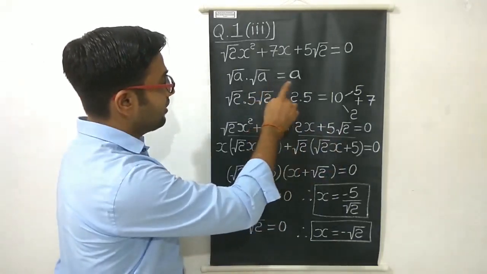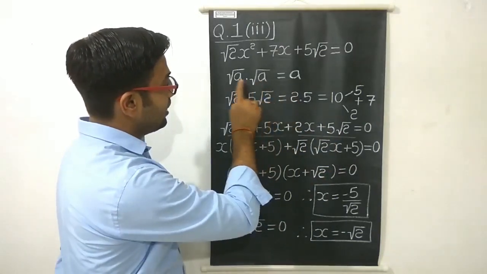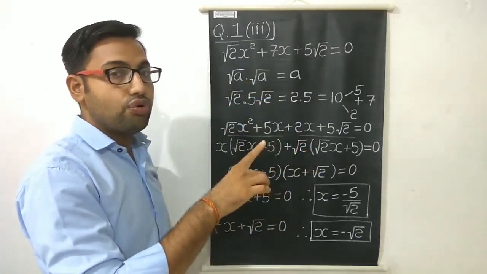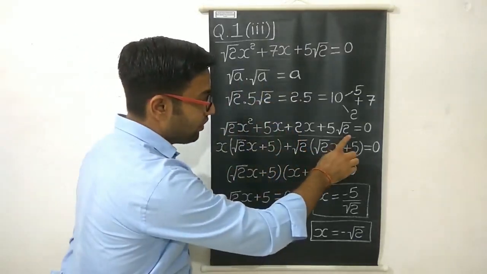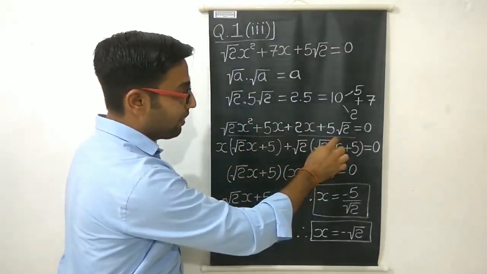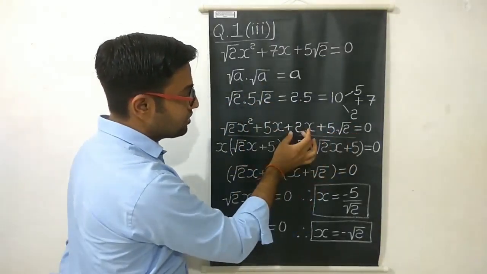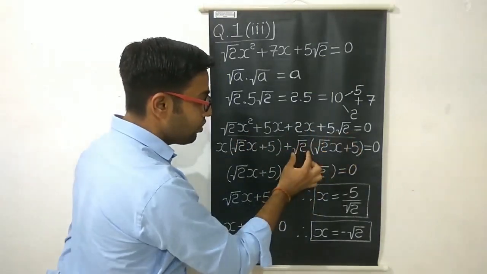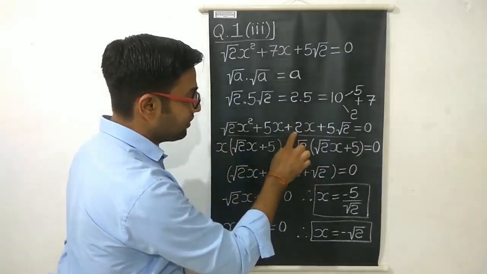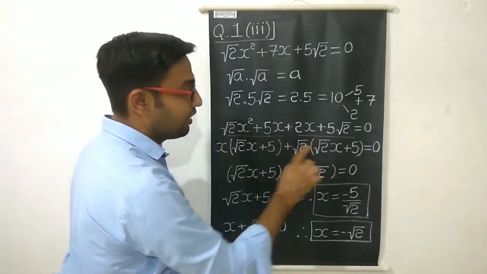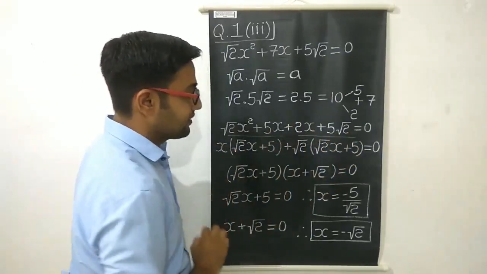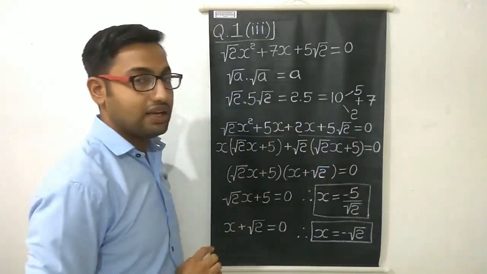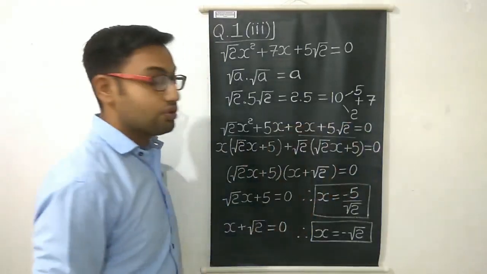But as I have said, we can write a as root a into root a. So we can write 2 as root 2 into root 2. So root 2 one time is also here. This 2 we can write in root 2 into root 2 form. So one time root 2 is common. By taking it out, one time root 2 will remain in the bracket: root 2 into x. Plus from this now root 2 is common, so 5 is remaining. Bracket is over, is equal to 0.